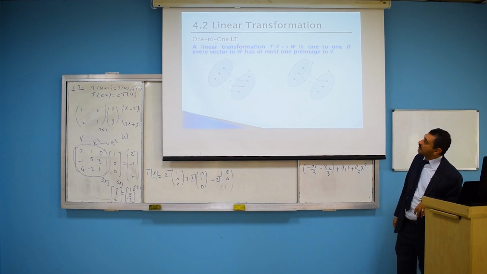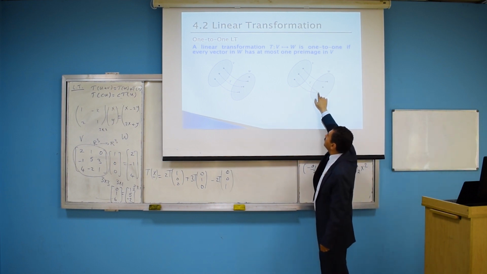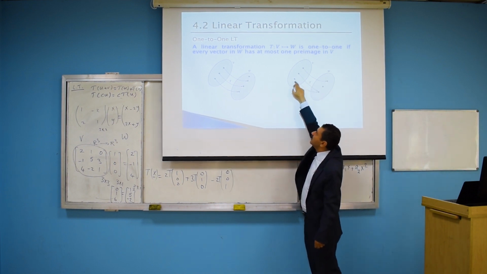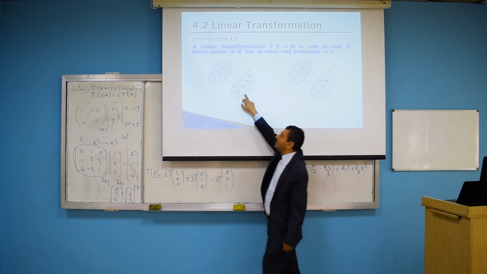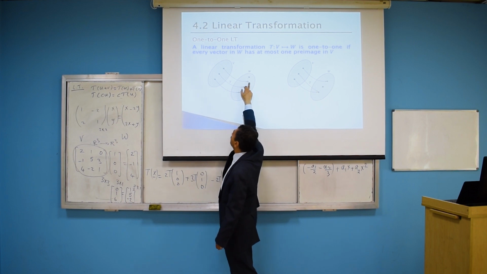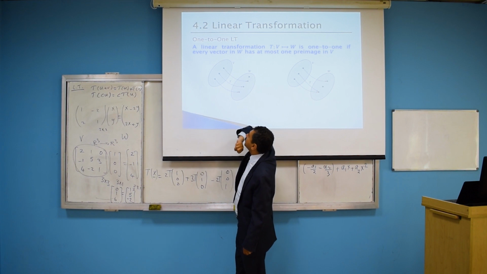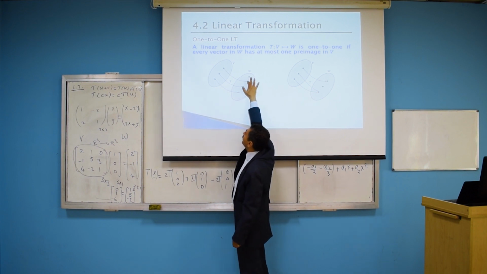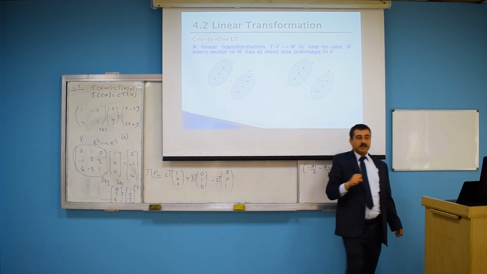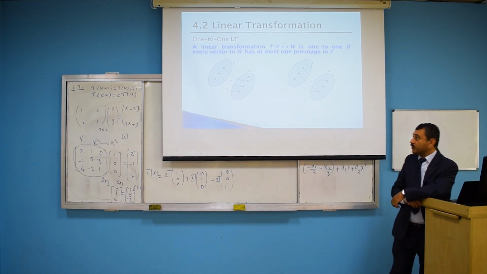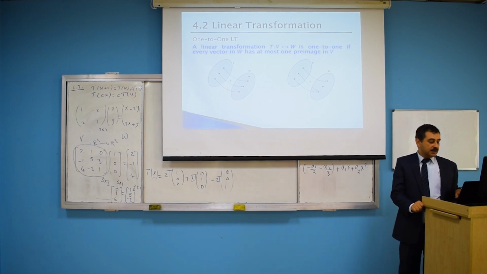Look at this diagram. Here, if I give you this vector in W, it comes from two pre-images, so this is not one-to-one. But here, for every vector you have at most one pre-image in V. You could have a vector which has no pre-image in V, but still this is called one-to-one.